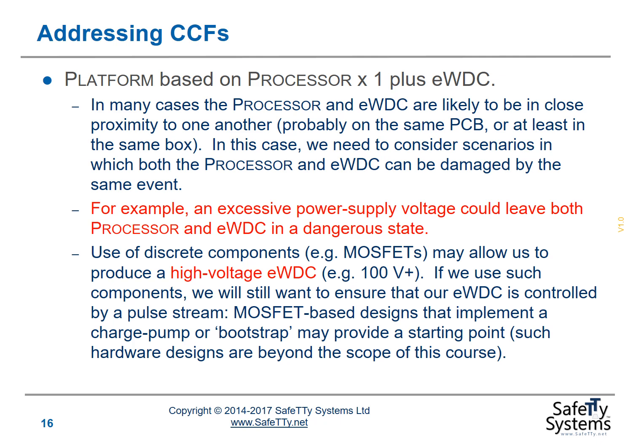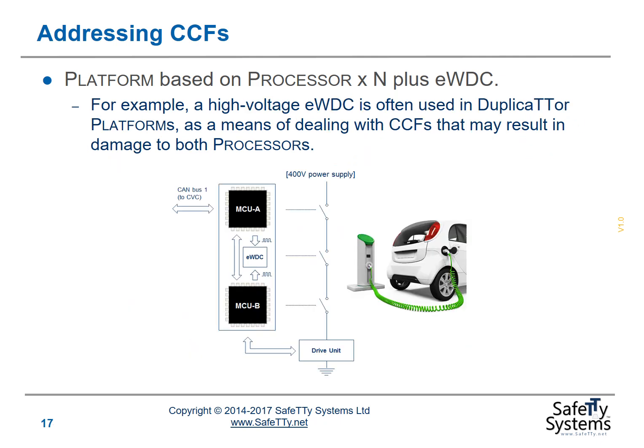So we need to consider common cause failures, such as the possibility that a high power supply voltage could damage the processor and EWDC. Building your own EWDC using discrete components, for example MOSFETs, may allow us to address such concerns. We also need to consider common cause failures in designs that involve more than one processor. Again, a high voltage EWDC is often used in duplicator designs as a means of dealing with common cause failures that may result in damage to both of the processors in the system.